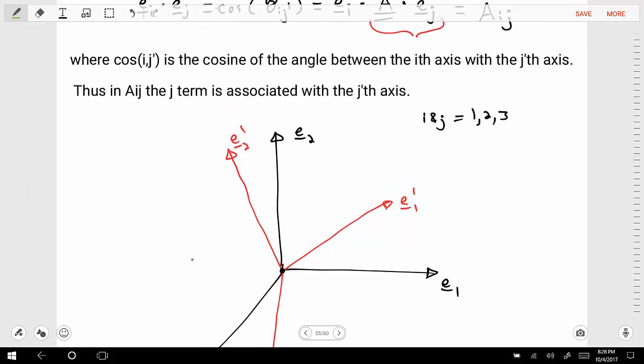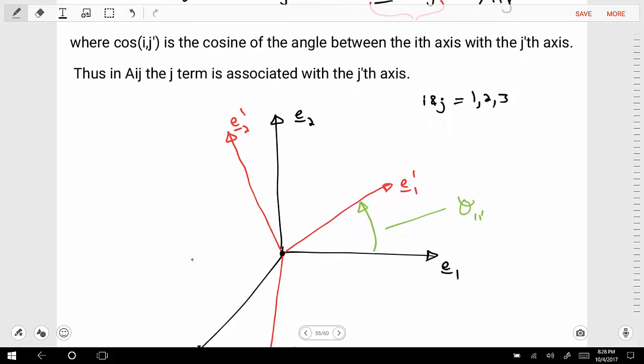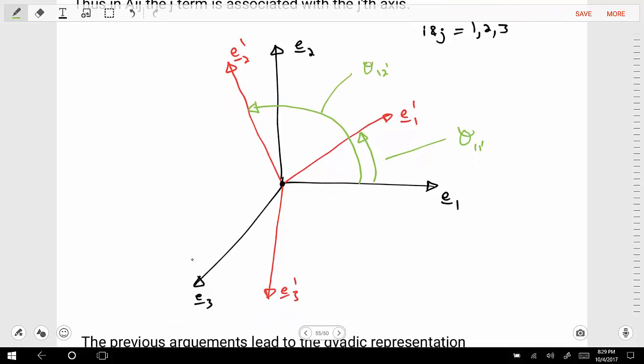So let's start with our original coordinate system, and let's say, hey, what if we have 1, 1? Well, if we have our original coordinate system and we're referencing the angle between it and our new system, then the angle between those is theta 1, 1 prime. And what about our same original base vector with respect to the 2 prime? Theta 1, 2 prime. And then what about our original base vector with respect to the 3 prime? Okay, theta 1, 3 prime.